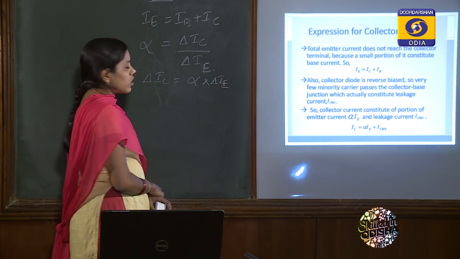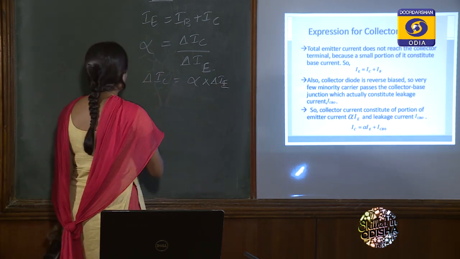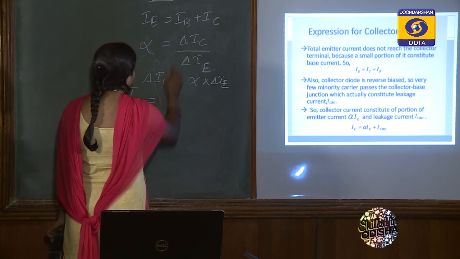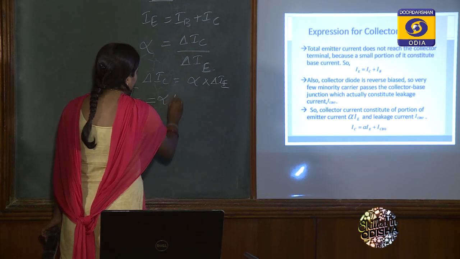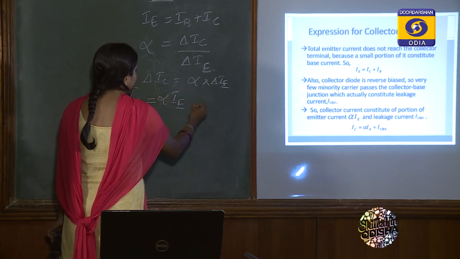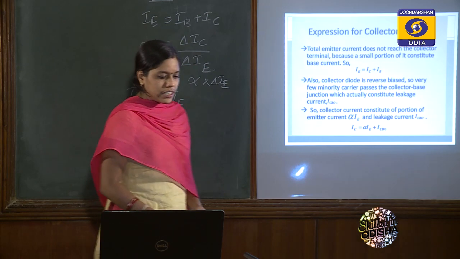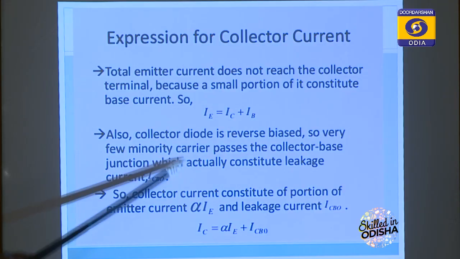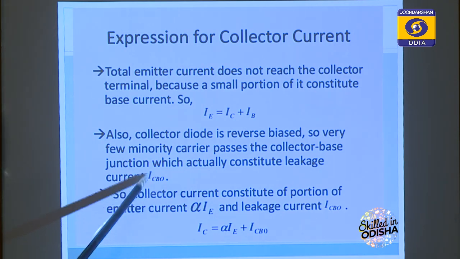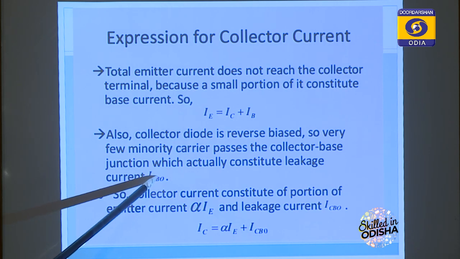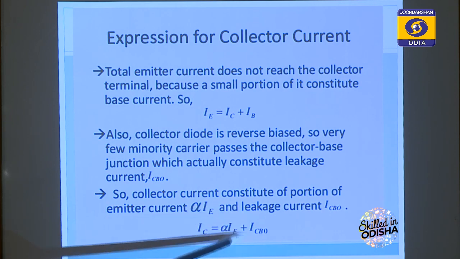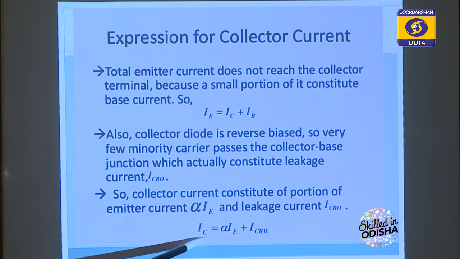So in case of common base configuration, collector current IC is equal to alpha IE. And also in the collector, due to minority charge carriers, one current flows in the collector base junction, that is ICBO. So the total collector current for common base configuration is IC is equal to alpha IE plus ICBO.